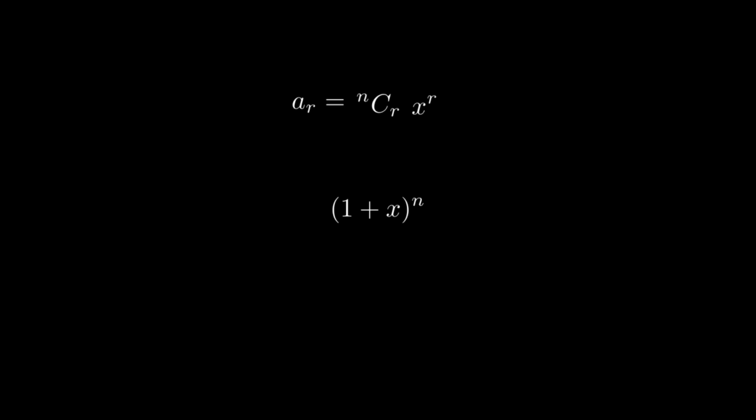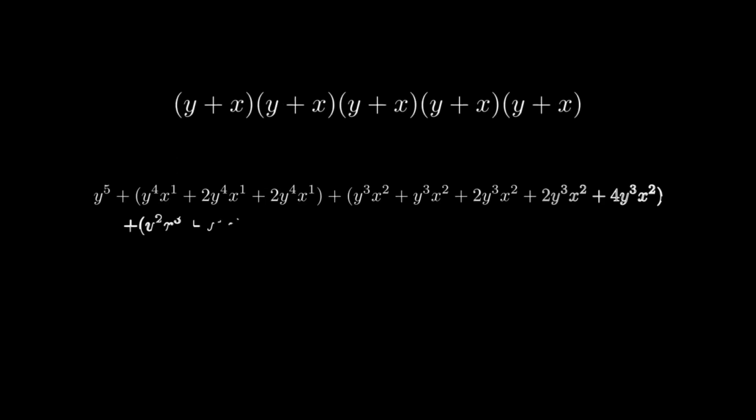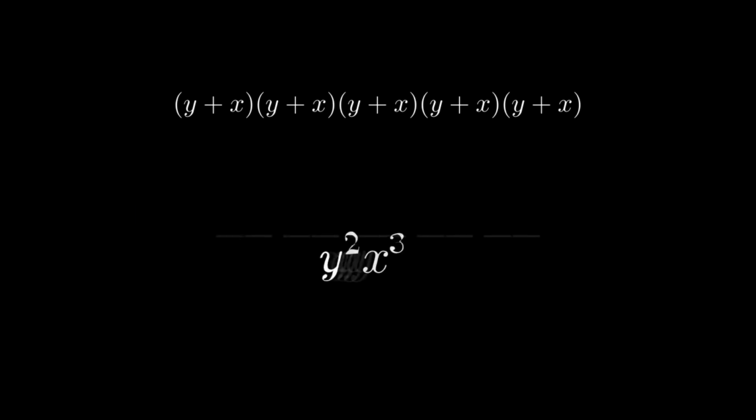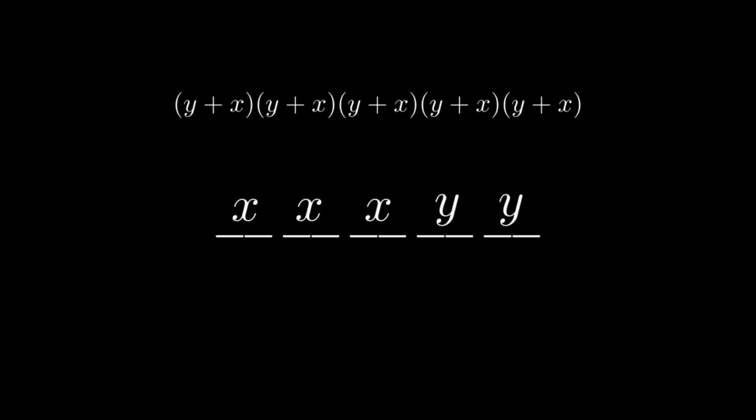To make things clearer, let's take a look at the expansion of, for example, (y plus x) to the power of 5. Multiplying everything out, and if we collect all the terms, we see that if we add the powers of x and y in each, we get 5. Each term has 5 power spaces that can be occupied by x and y some number of times. Let's take x cubed y squared as an example, where x takes up 3 spaces and y takes up the rest. The coefficient of this term is related to how the power spaces are filled.